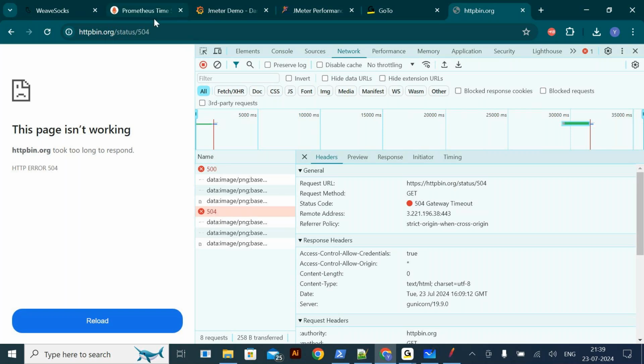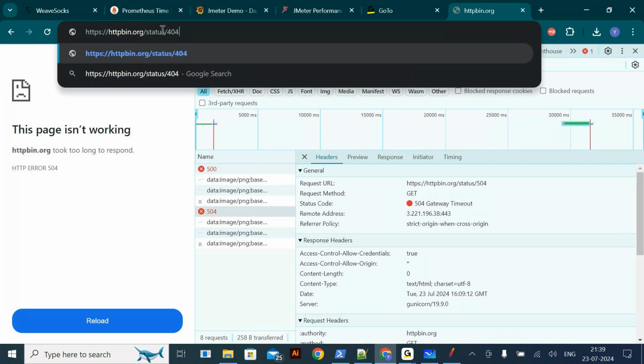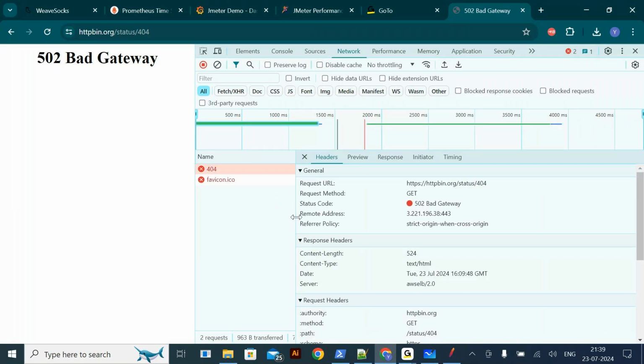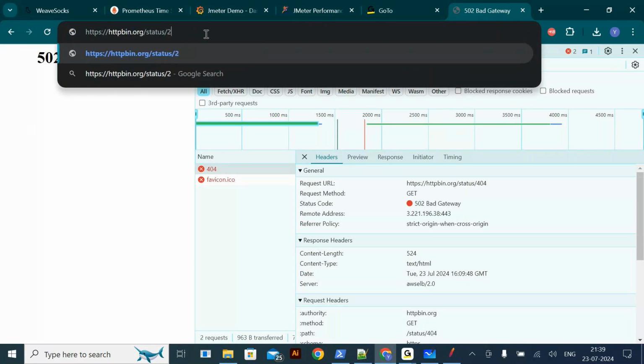Now let's say again, this is not a that common error. It's a 404, page not found, which generally you will not get in a test as such. Yes, like a page not found or bad gateway 502, right? Those things. But you will get 204.